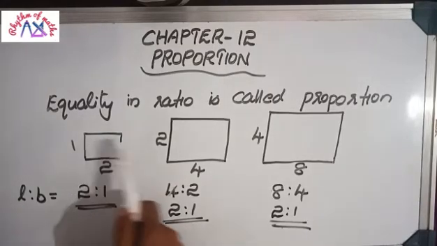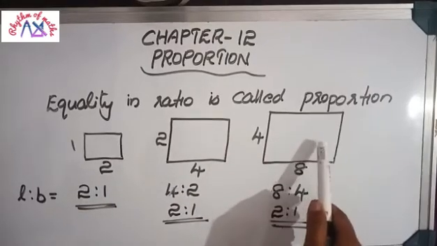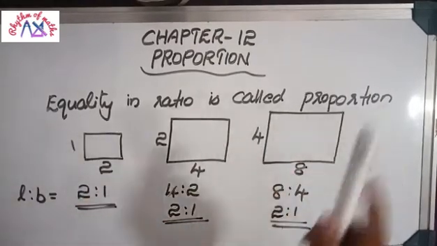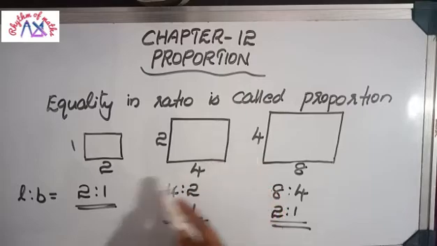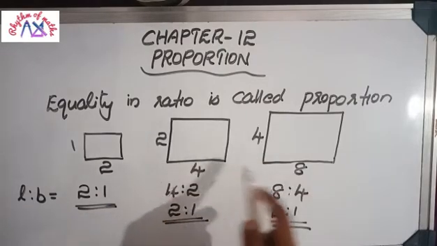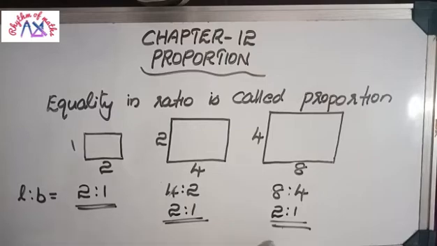This means that these three rectangles, length and breadth are proportional. That means ratios of length and breadth are equal for all these rectangles. Measurement wise everything is different. Measurement 2 here, 4 here, 8 here. But after writing the ratio, everything is the same. 2 is to 1, 2 is to 1, 2 is to 1. Since the ratios are same, we can say that length and breadth of these three rectangles are in proportion. This is known as proportion. Equality in ratio. Ratios must be same. That is proportion. I think you understood.